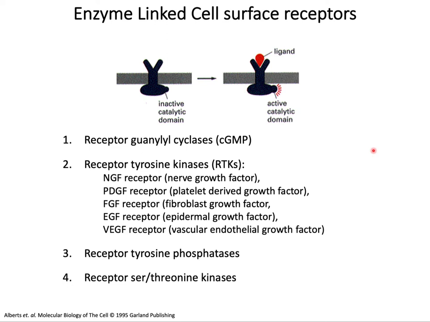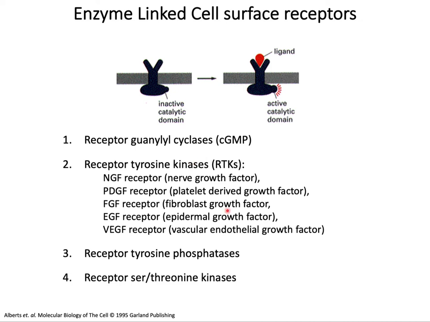They include receptor guanylyl cyclases, which, once bound to the ligand, can convert GTP to cyclic GMP, very similar to the adenylyl cyclase, which can convert ATP to cyclic AMP. Probably the largest subfamily of the enzyme-linked cell surface receptors are the receptor tyrosine kinases, and I have listed a number of them here: nerve growth factor, platelet-derived growth factor, fibroblast growth factor, EGF receptor, VEGF receptor. These are all plasma membrane proteins that have the capability of phosphorylating tyrosine residues, hence their name, tyrosine kinases.